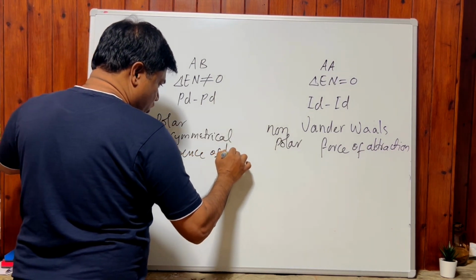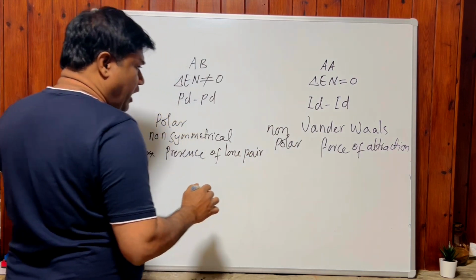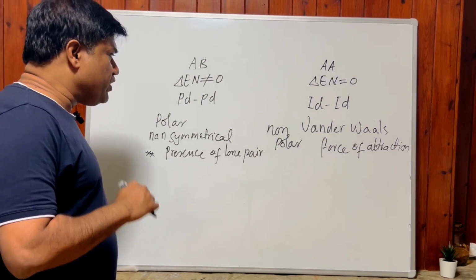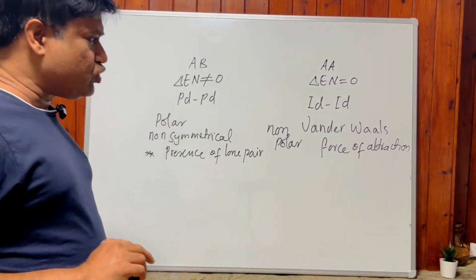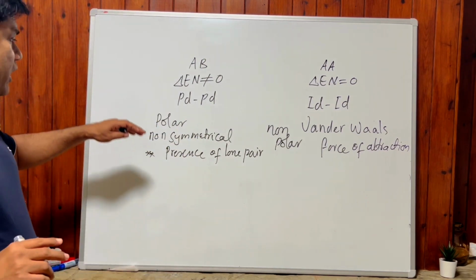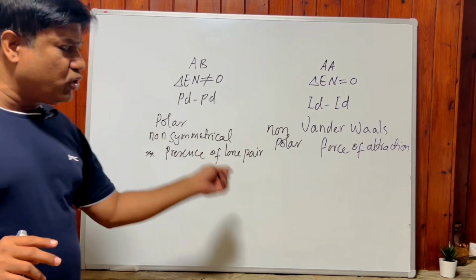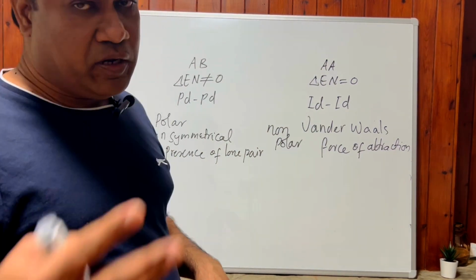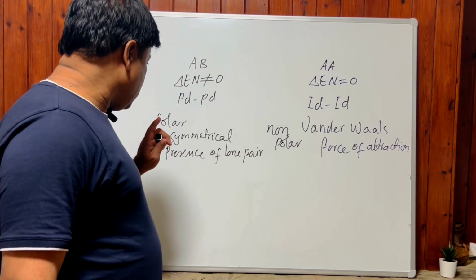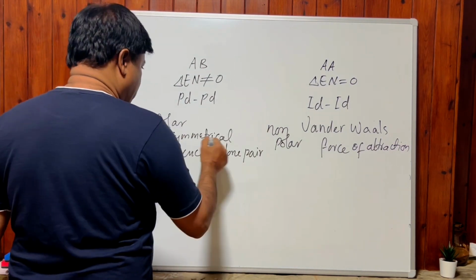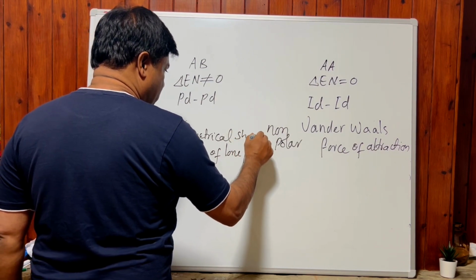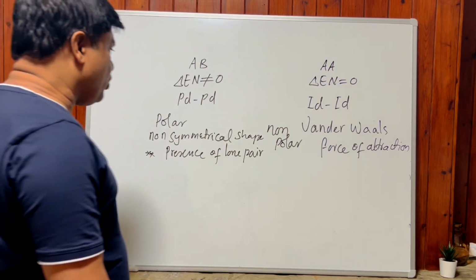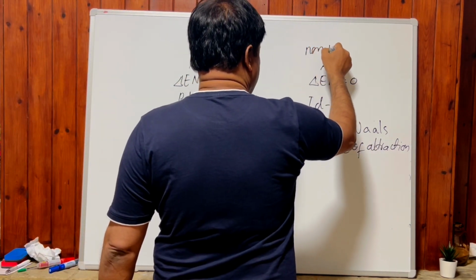So instead of confusing you about which molecule is polar, which molecules have PD, which molecules have ID, I'm giving you generalized terms. Check the polar molecule. If it is polar, then it is followed by a non-symmetrical or asymmetrical shape, and presence of lone pair. All of them have PD.